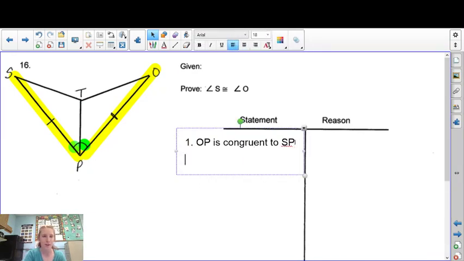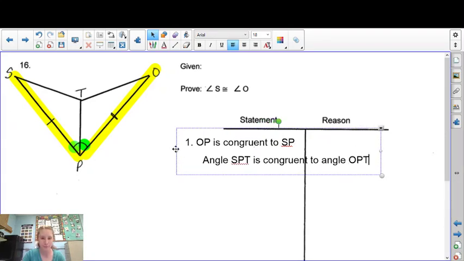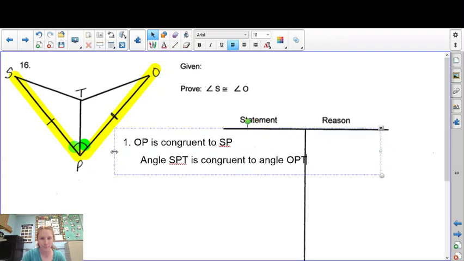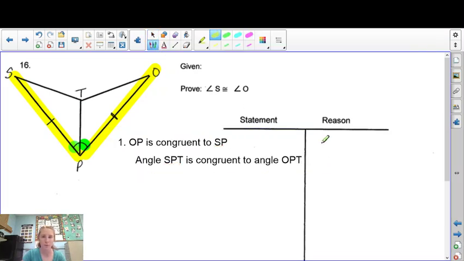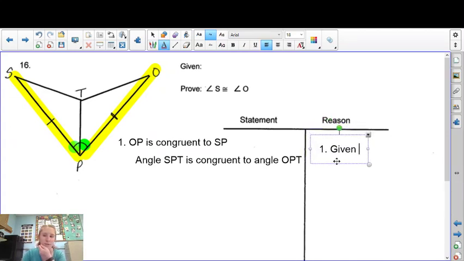Oops, that was silly of me. And, okay, since P is split, I have to use 3 letters. So we'll go angle SPT is congruent to angle SP, so O to P to T. And that's all my number 1 rule of what is going on. That's not what I asked for. I asked for this. Thank you. Which is my given pieces of information.